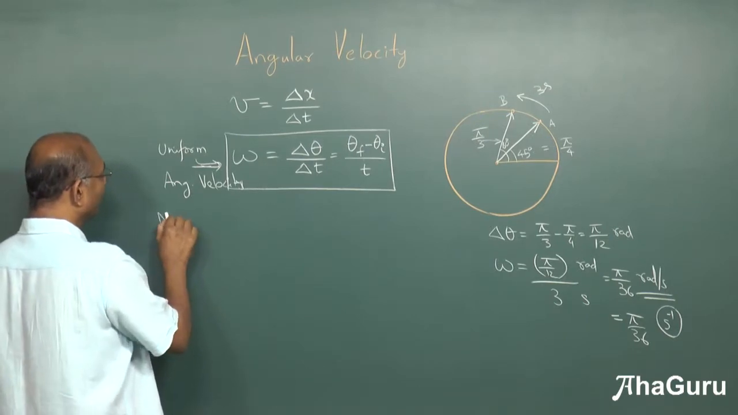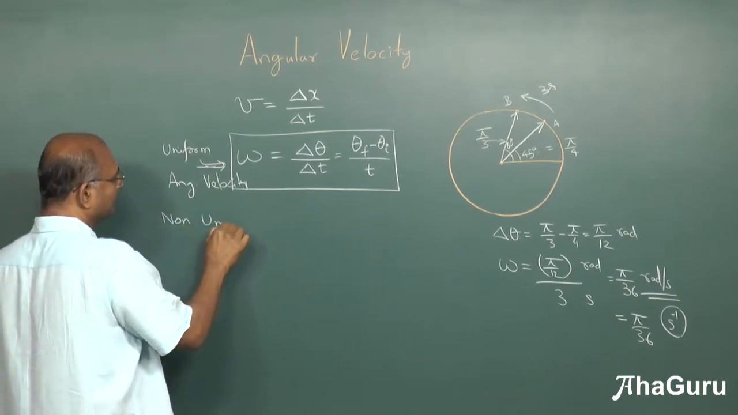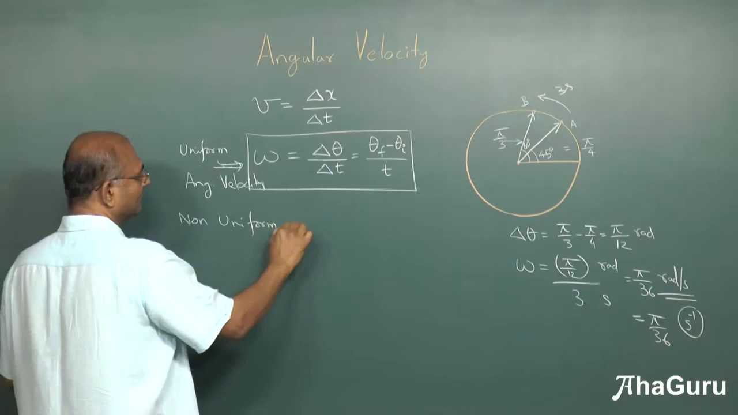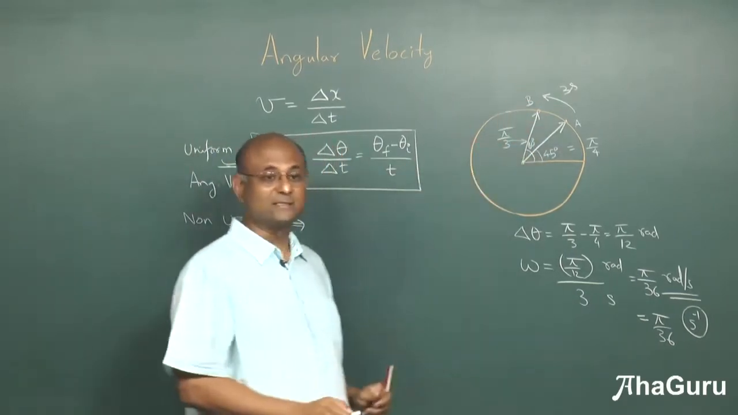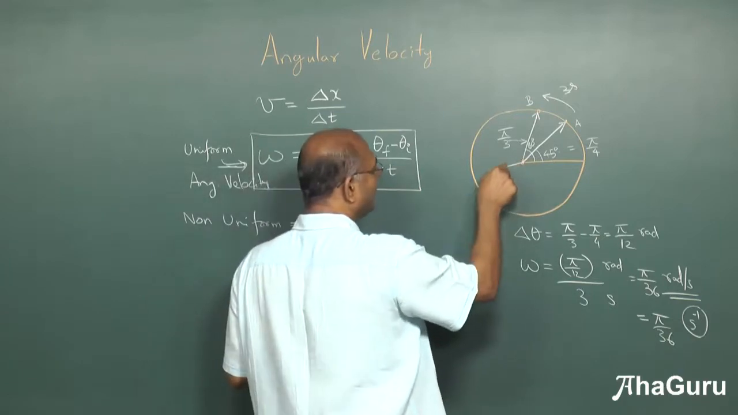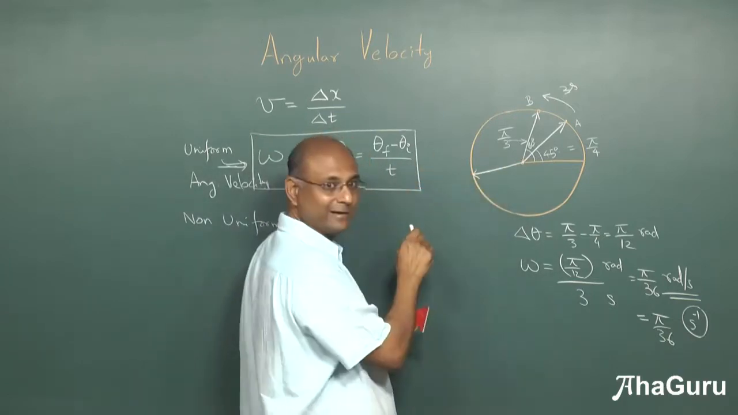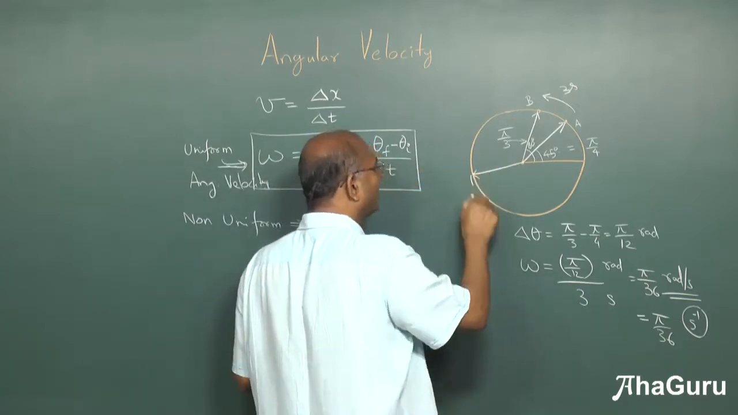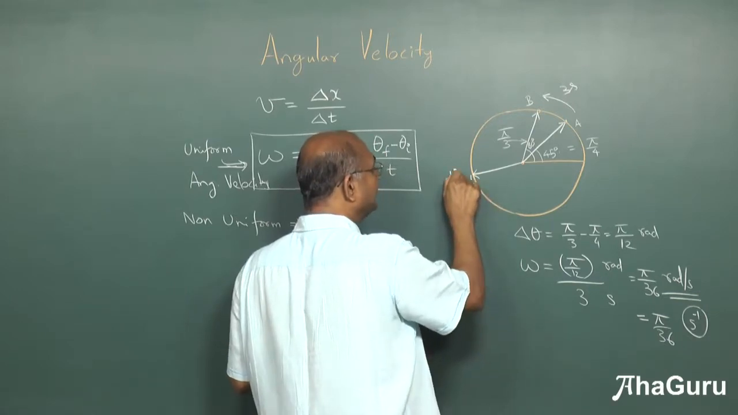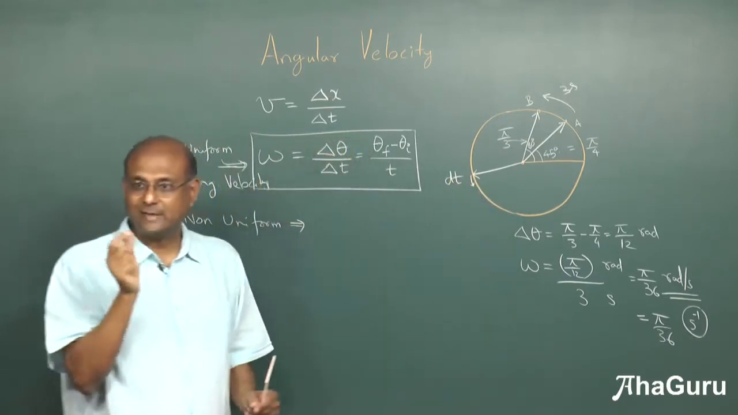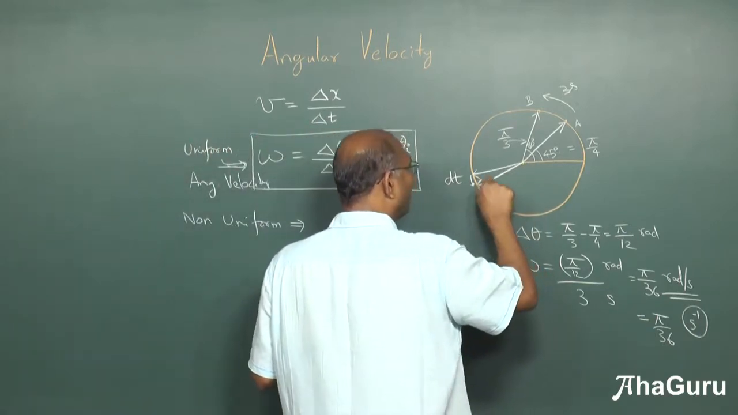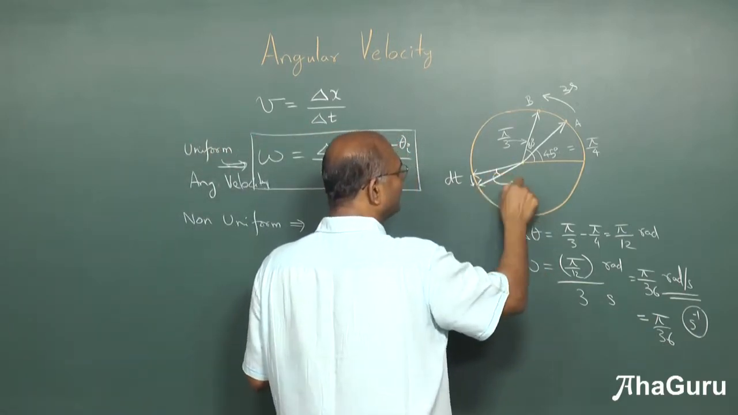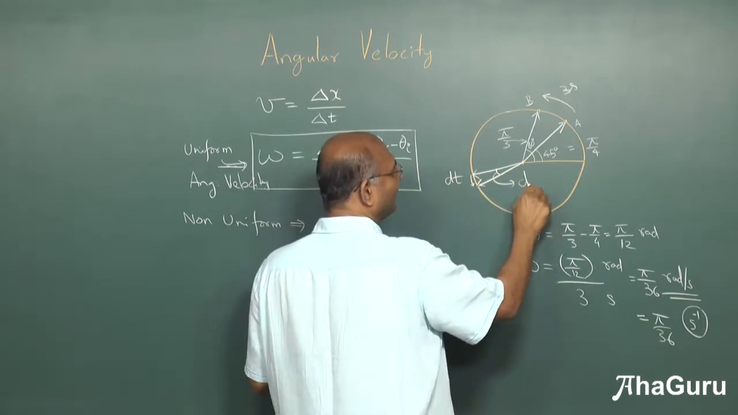Suppose it was non-uniform. Then what happens? Then you can't really use large angles like this. So then you have to say, okay, in the beginning the particle was there, in a very small amount of time, dt seconds, we use dt to say it's a very tiny amount of time, it would have turned by a small tiny angle. Now just like I called that dt, this angle I will call d theta.